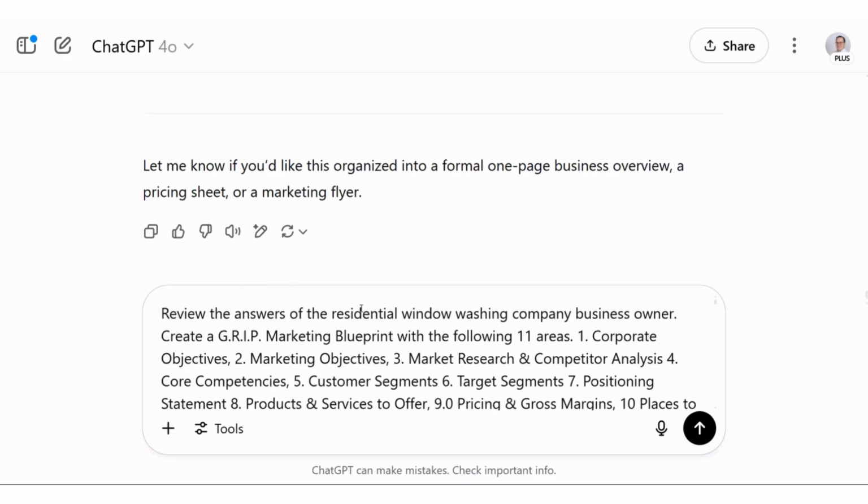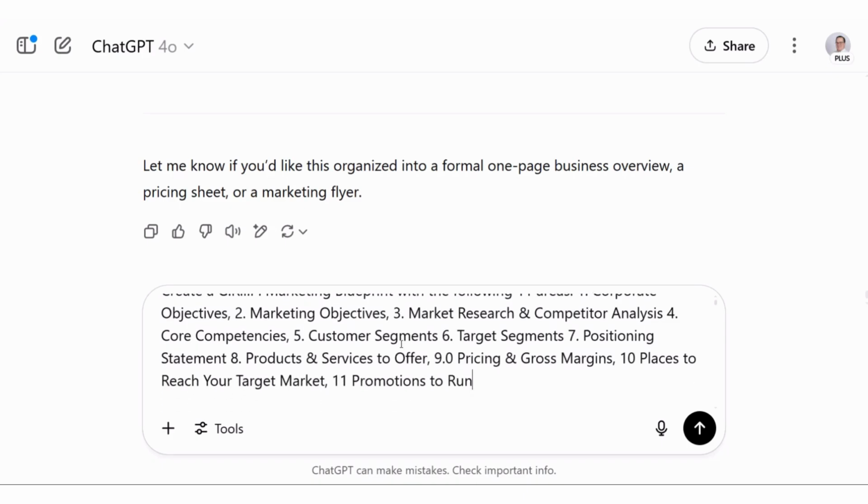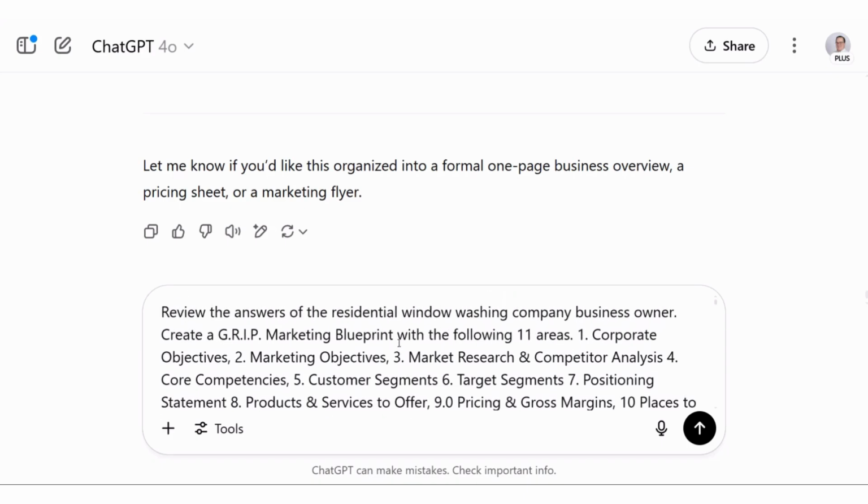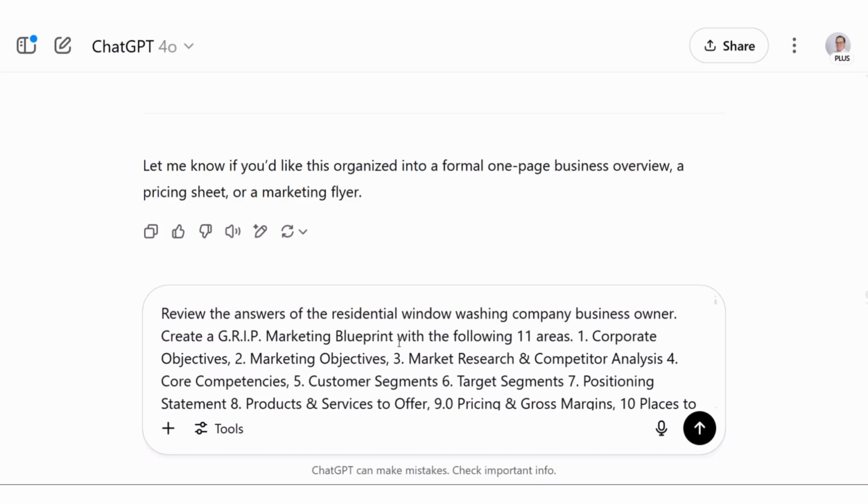And this is the prompt. Review the answers of the residential window washing company's business by the business owner. Create a grip marketing blueprint with the following areas. So these are the 11 areas that we have in our business marketing plan. This was really a turning point for me when I turned my side hustle business into a real business.